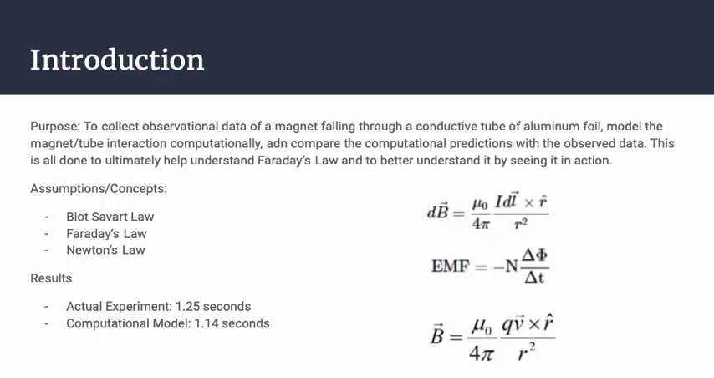Starting with the introduction, the purpose of this lab was to collect observational data of a magnet falling through a conductive tube of aluminum foil, model the magnet/tube interaction computationally, and compare the computational predictions with the observed data. This is all done to ultimately help understand Faraday's law by seeing it in action.